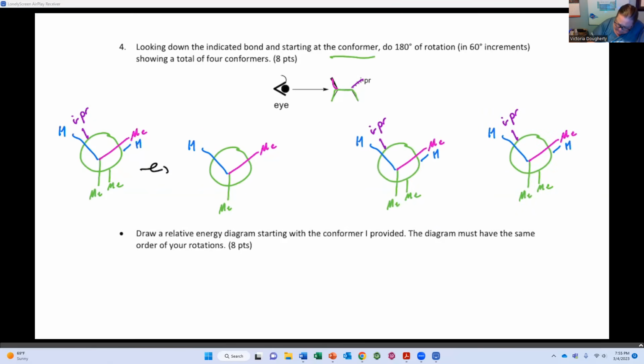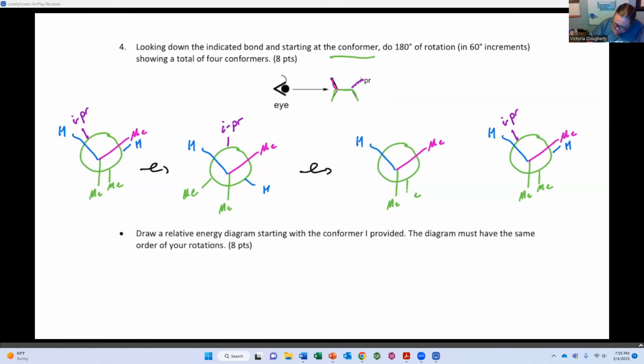So the first one, my isopropyl is now in the 12 o'clock position. That blue hydrogen that was in the back is now here, and the methyl is now gauche to the bottom methyl. I'm going to do another rotation, again erasing all the stuff in the back.